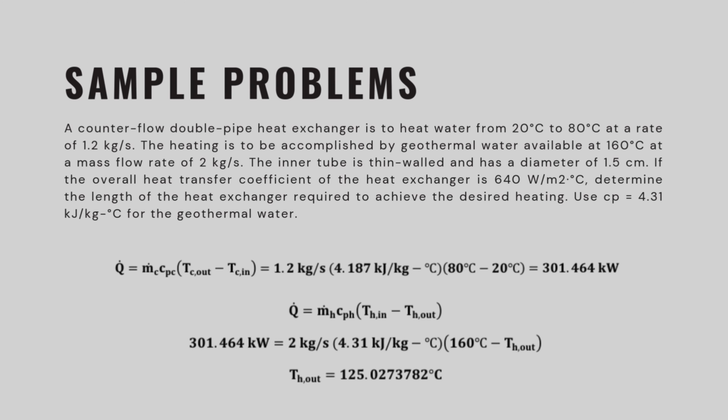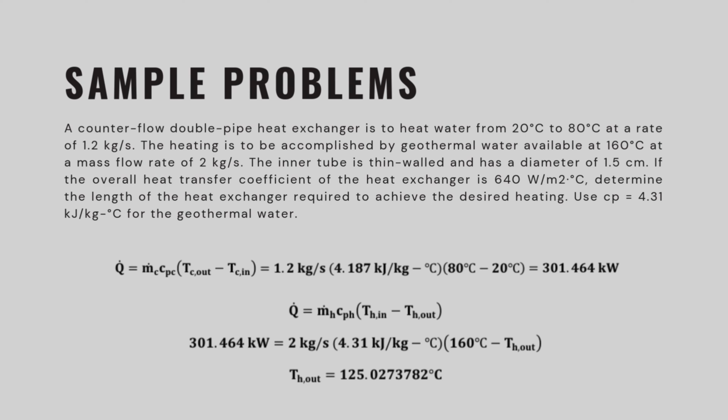Like I have mentioned, we're going to have to go through different formulas in order to get to our required value, which is the length of the heat exchanger. First of all, we're going to start with the rate of heat transfer using the cooler fluid in this situation, since we already have all the necessary values in order to compute the value. Once we have that, we get 301.464 kilowatts after simply substituting our different values.